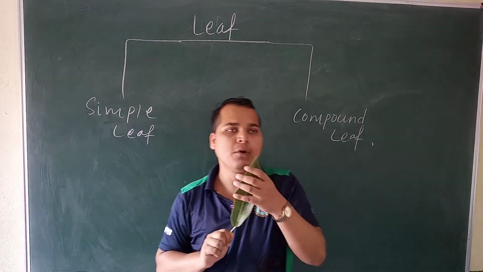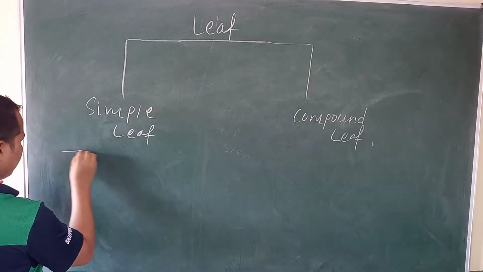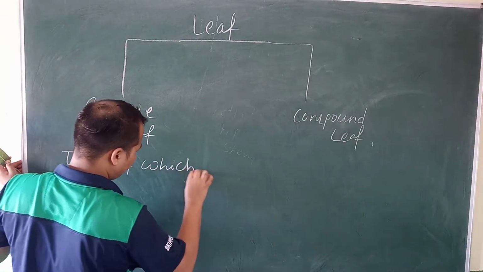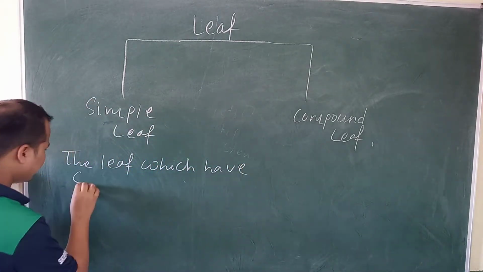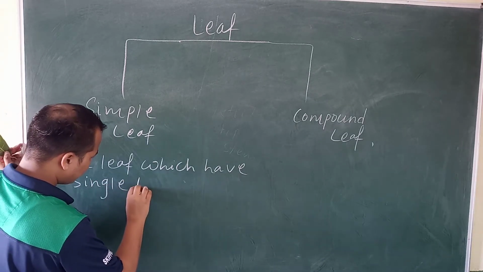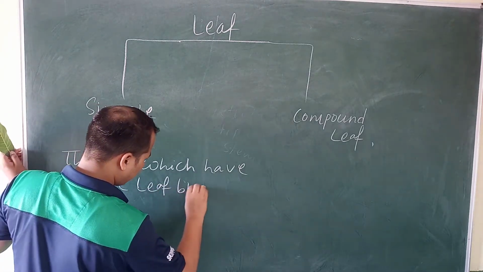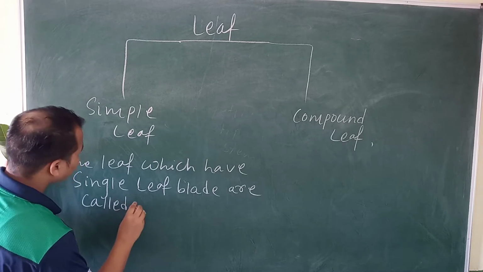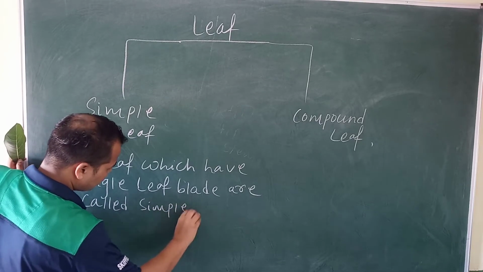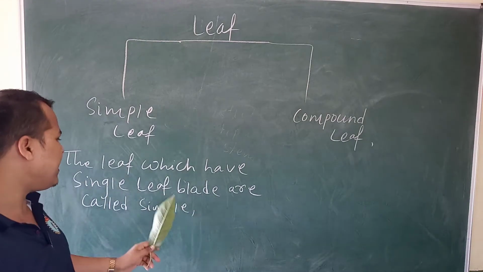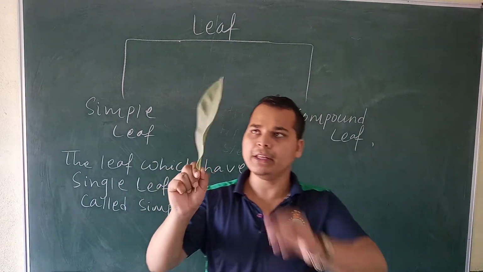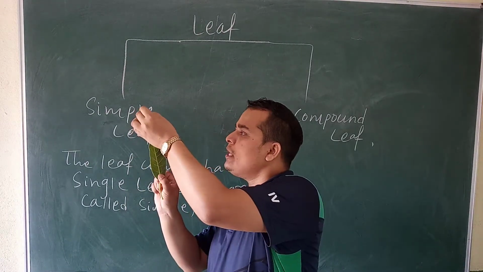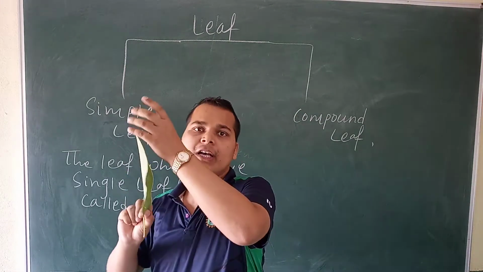Why is it called a simple leaf? Okay. Write down: a leaf which has a single leaf blade is called a simple leaf. Okay. So you can observe from this leaf that it has a single leaf blade. Yes or no? It is only one leaf blade. So this is called a simple leaf.